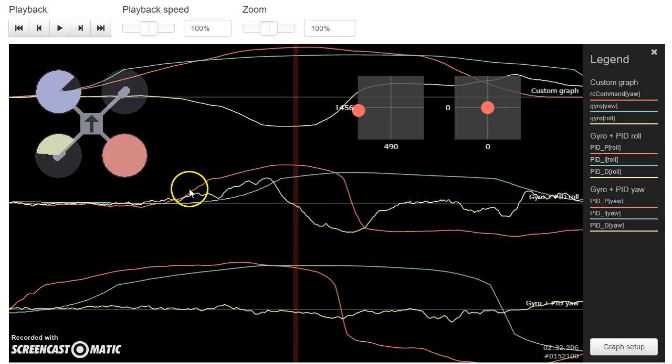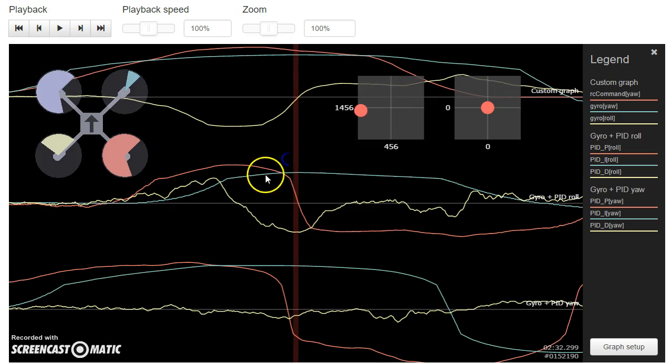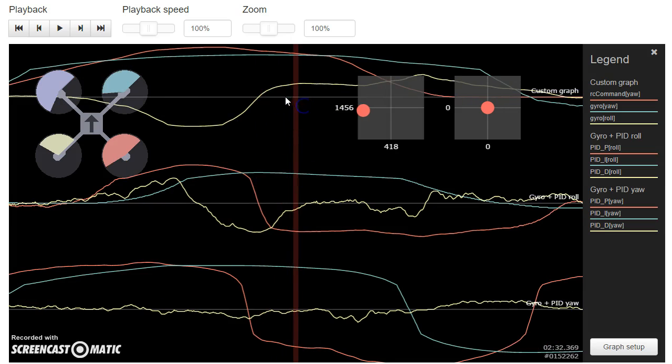What we see here is that the P term goes positive, so the P term is opposing the gyro. The gyro is making a move that it is not supposed to be making because the stick is centered. The P term is opposing the move as it should. The I term also comes up and opposes the move. Okay, fine. And then, well, I guess that's successful because now it swings back the other way.